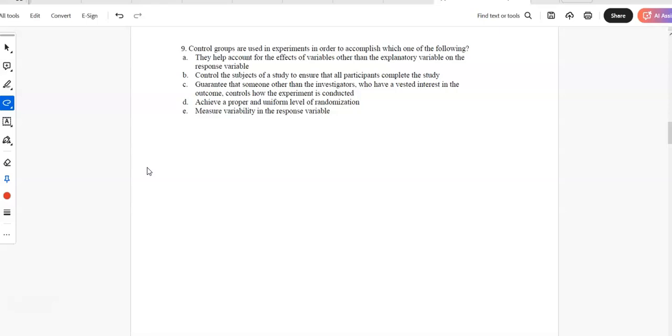I don't think so, but I might have to consider that one again. Not crossing it out yet. Control the subjects of a study to ensure that all participants complete the study. So that's definitely not it. That's a bad answer. It's a control group, right? Guarantee that someone other than the investigators who have a vested interest in the outcome controls how the experiment is conducted. No, they have no control. Achieve a proper and uniform level of randomization.